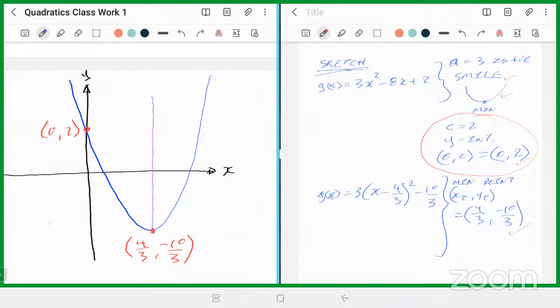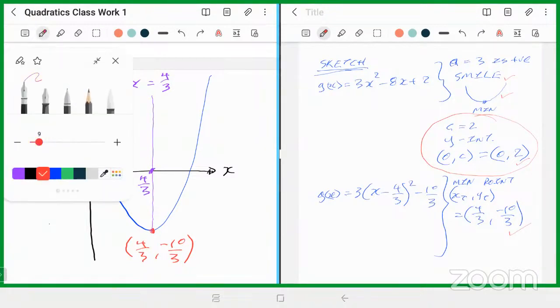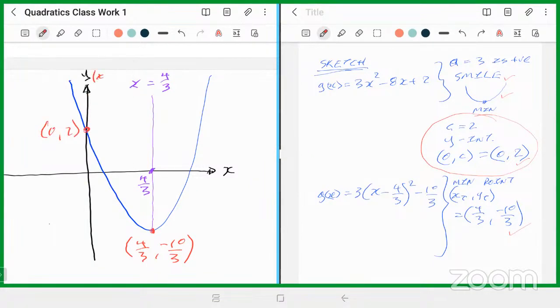The equation of that vertical line is x equals whatever the x value is down here, which is 4/3. Because it passes the x-axis at 4/3. So everywhere on this vertical line, the x value will be 4/3. That's why the equation is x equals 4/3. It is vertical like the y-axis, where the y-axis has the equation x equals 0. So any line that is vertical like the y-axis will have a similar equation, x equals a number.